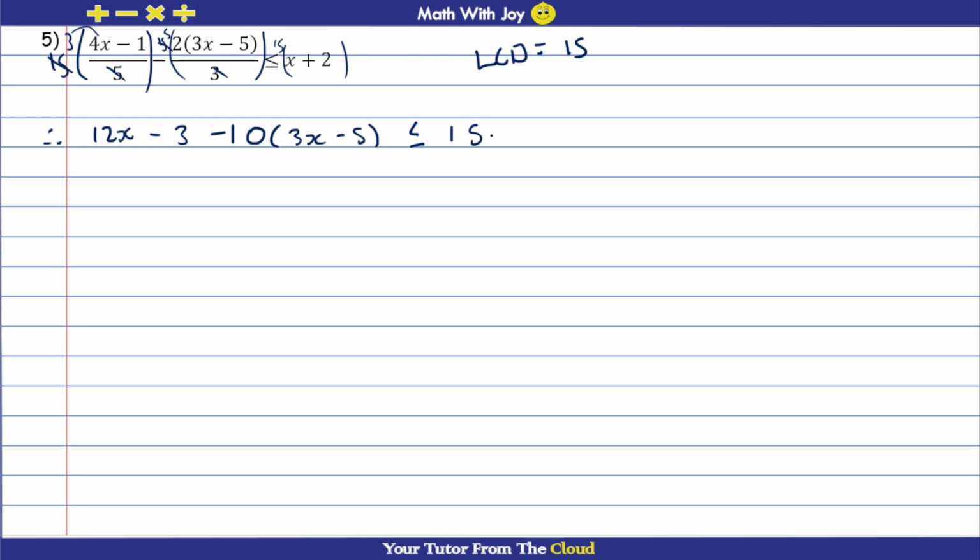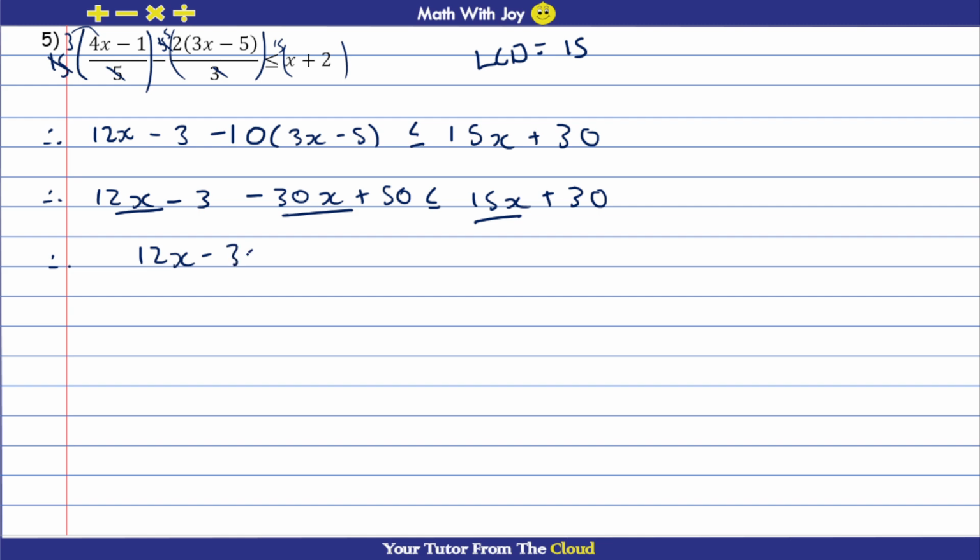Then here we have 15x plus 13. Let's get rid of those brackets over there. So I'm going to get -30x plus 50 smaller or equal to 15x plus 30. Then let's get the x's to one side. And if I bring this over to this side, I'm going to get 12x minus 30x minus 15x is smaller or equal to 30 minus 50 plus 3, like that.